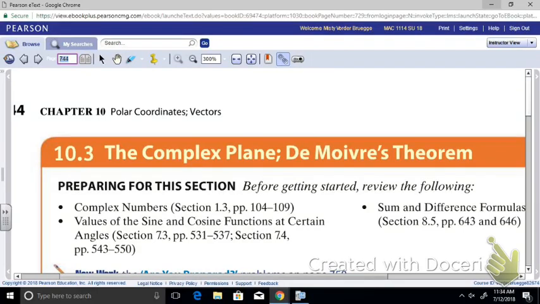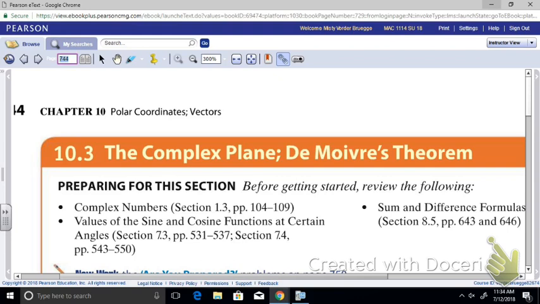Okay, so I want you guys to go ahead and mark this. This is 10.3. This is what we call the complex plane, which is the imaginaries. If you guys kind of remember, you have your imaginary unit i. And then this is called de Moivre's theorem.